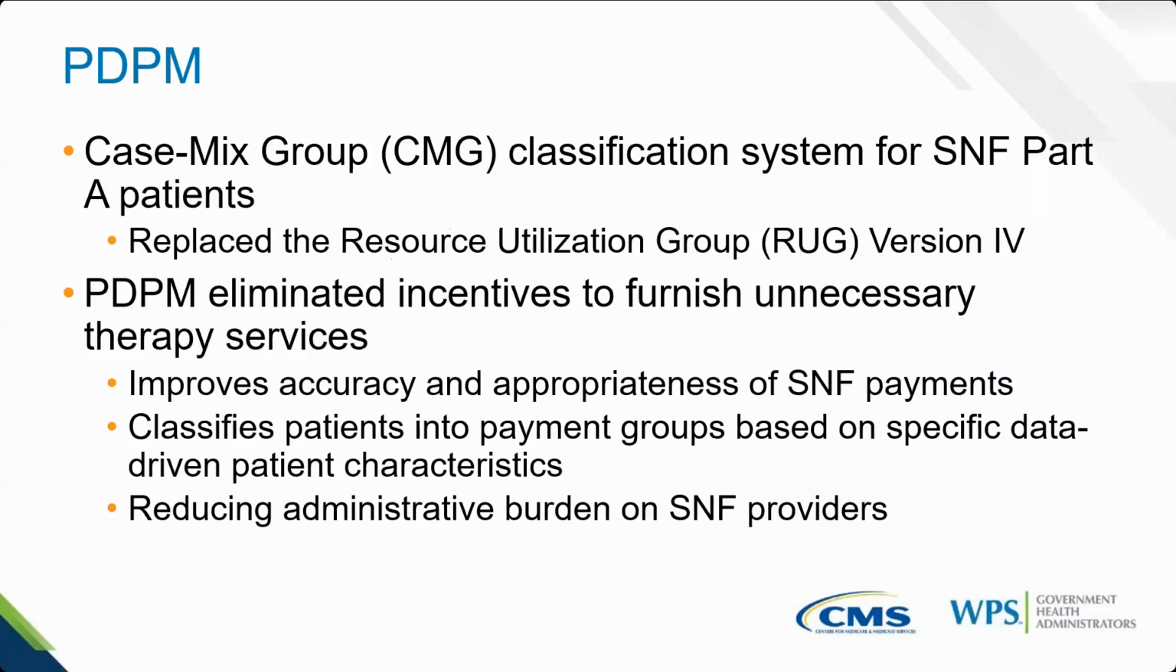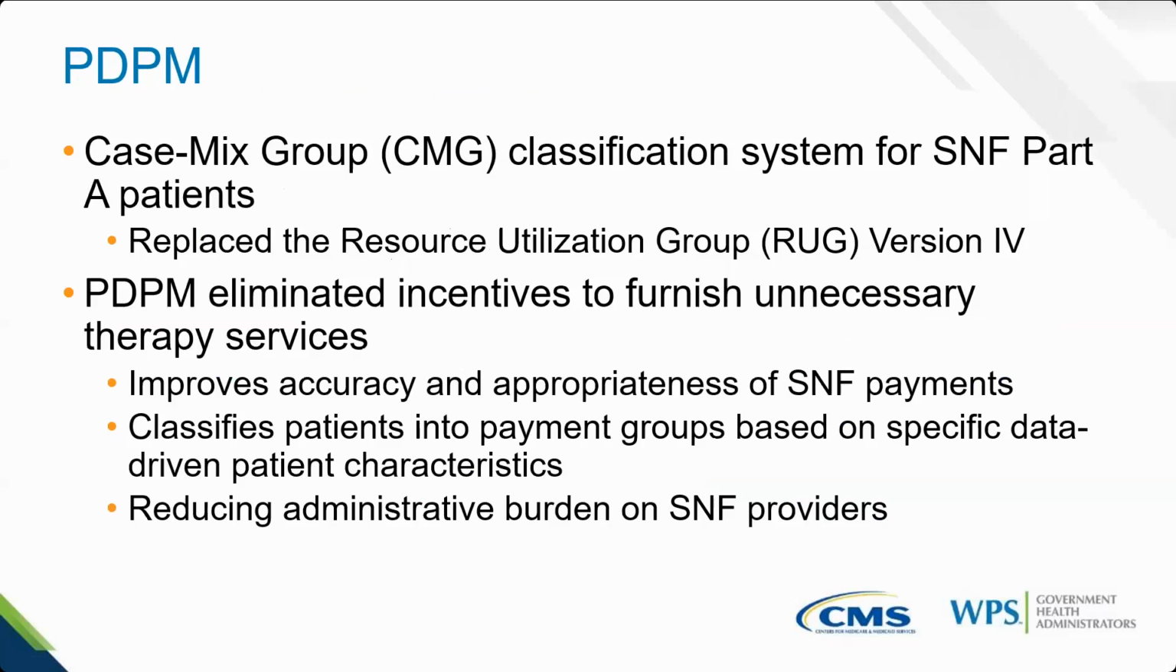And PDPM replaced the case mix classifications and RUG groups, or resource utilization groups, which was RUG version 4. Under RUG version 4, most patients were classified into a therapy payment group, which used primarily the volume of therapy services provided to that patient as a basis for the payment classification. And this really created an incentive for skilled nursing facility providers to furnish therapy to SNF patients regardless of that patient's unique characteristics or their overall goals or needs.